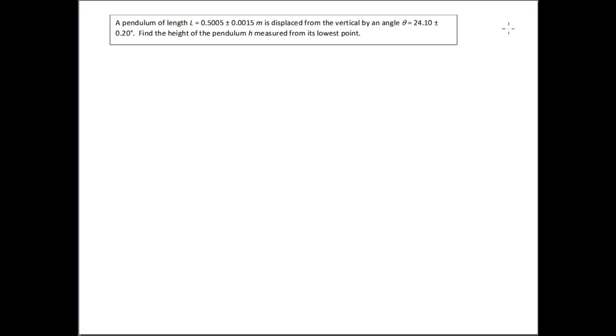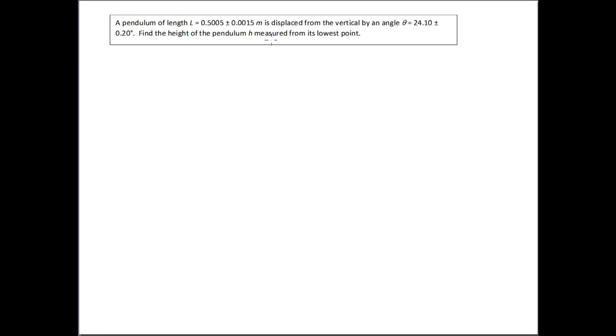I want to do an example today showing how to use error propagation techniques in order to find the value and, more importantly, the error in one quantity that depends on other measured quantities that each have their own errors. So here's the statement. A pendulum of length L, and we're given the length and its error, is displaced from the vertical direction by an angle theta, and we're given a value for the angle and its error in degrees.